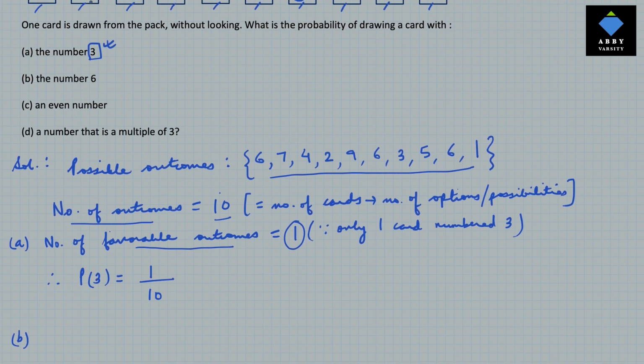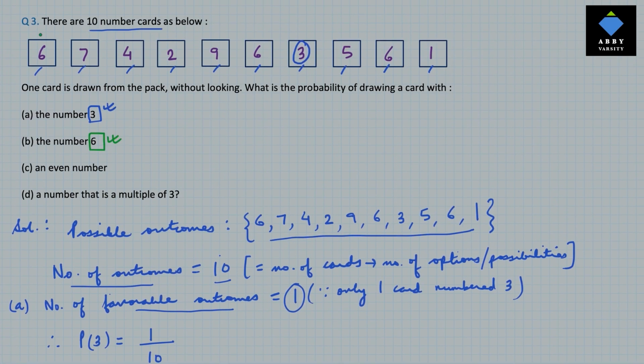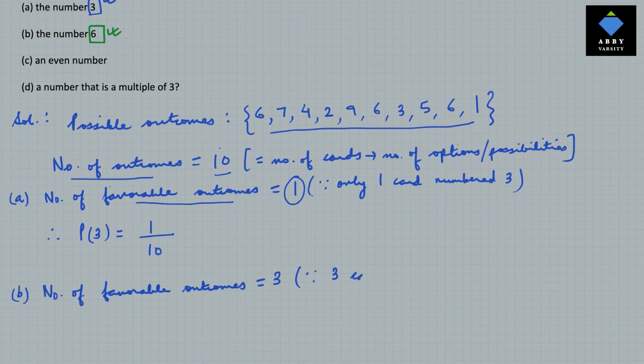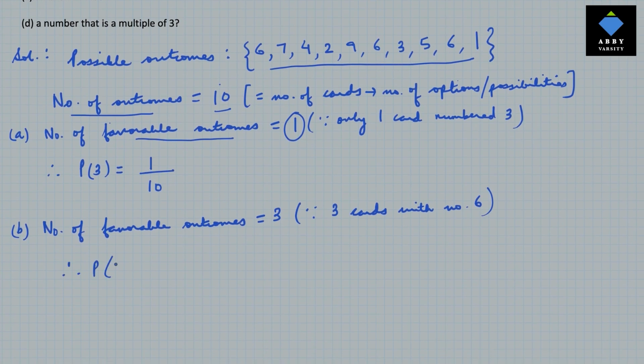Part B. The event is getting a card with number 6. Number of favorable outcomes will be, now how many cards have the number 6 written on them? We see that there are 3 cards with number 6. So the number of favorable outcomes will be 3, since there are 3 cards with number 6. Therefore, probability of getting a card with number 6 will be equal to number of favorable outcomes, which is 3, divided by the total number of outcomes, which is 10. So the required probability will be 3 by 10.